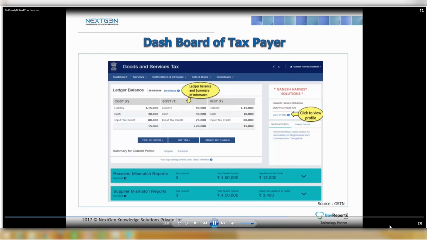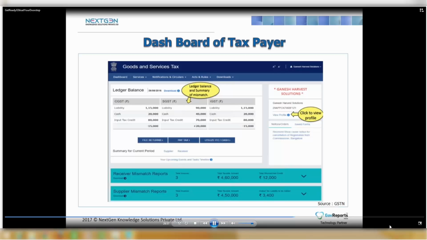Now the third account is the IGST account, where he has a liability of IGST of rupees 1,15,000. Then he has deposited taxes to the tune of rupees 20,000, and the input tax credit he is entitled to is rupees 80,000, which means there is a shortfall of rupees 15,000 in his IGST account, which he needs to pay before he can file the monthly return.